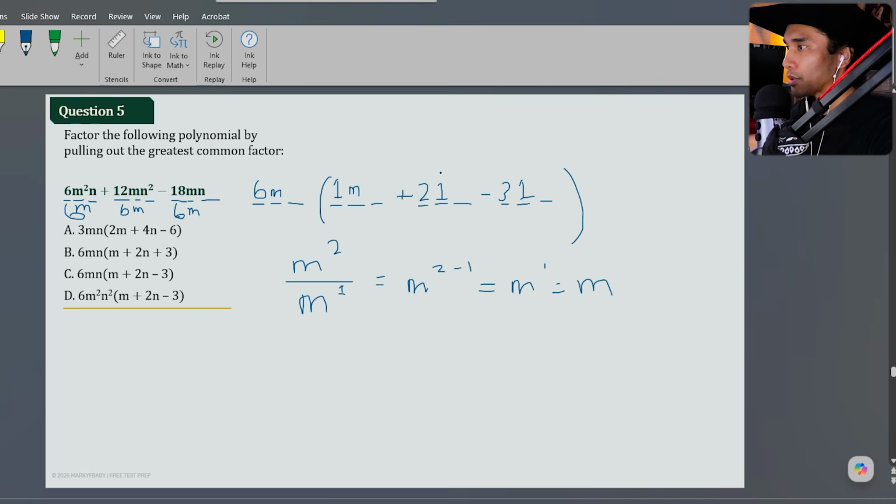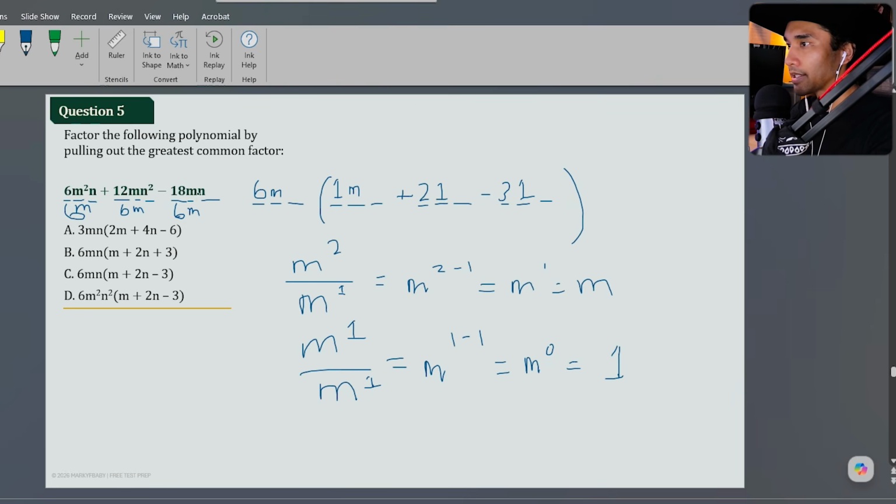Now, how did I get this 1 right here? Well, we have m divided by m, but what we're hiding is the 1 at the top, and then we get m to the 1 minus 1, which gives us m to the 0 power, which gives us 1. And that's why I put a 1 here for m divided by m.